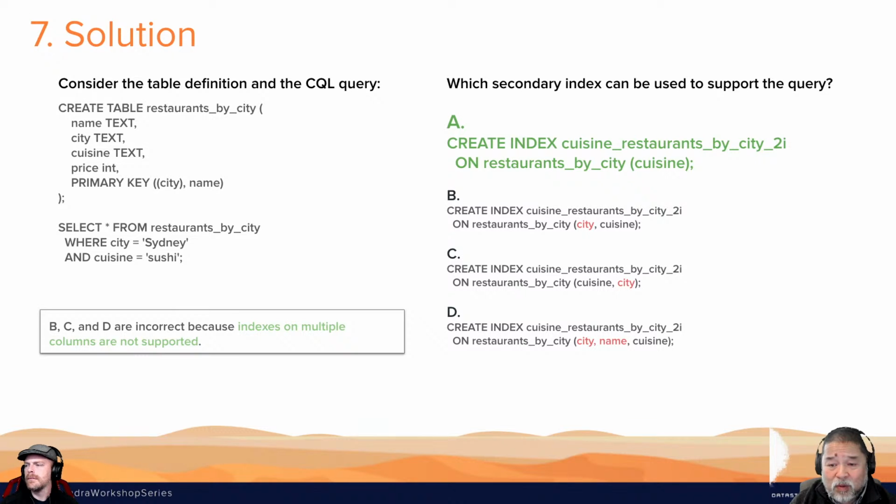And you may look and say, well, what about B? Why isn't B correct, where we would set that to city and cuisine? The reason is pretty simple. As David said, you only get to do a secondary index on one column. And city is already the partition key. So our query is still going to have to use city, and it gets to use it because that's the partition key. And the secondary index then is going to be on the second column, which would be cuisine. So A is the only possible correct answer here.